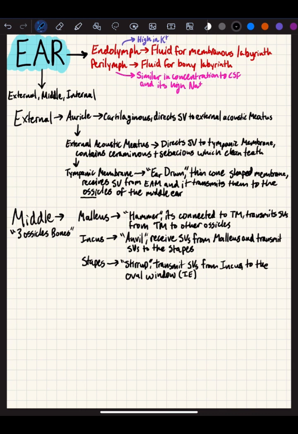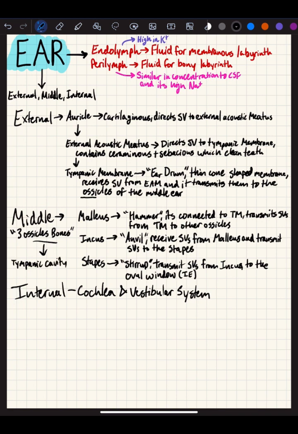Now, the internal ear, it can't just be listed just like that. It's a little bit more in depth, but the main parts of it are going to be the cochlea and the vestibular system. Oh, and really quickly, all these 3 ossicle bones, they're housed in the tympanic cavity, your ear canal, basically. Now, the internal ear is comprised of the cochlea and the vestibular system.